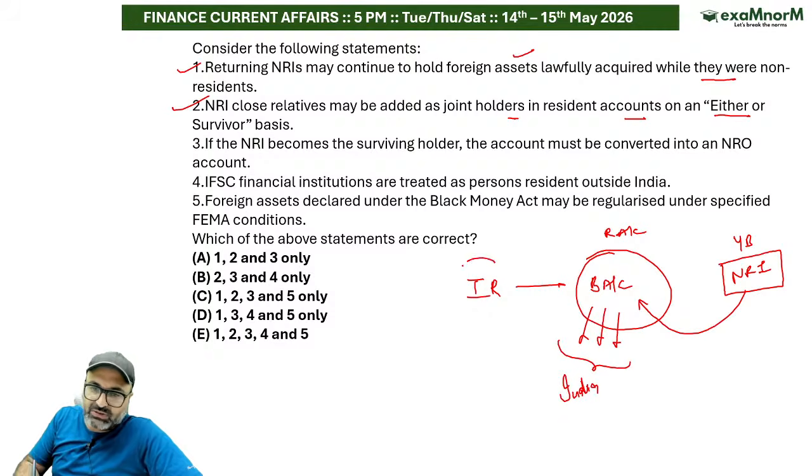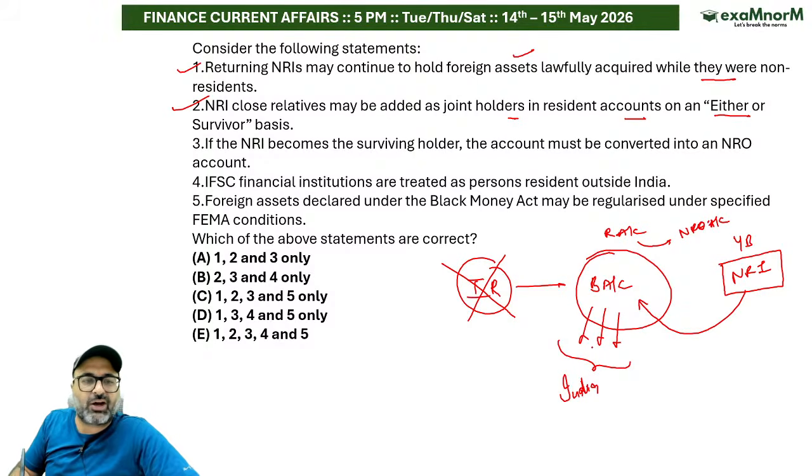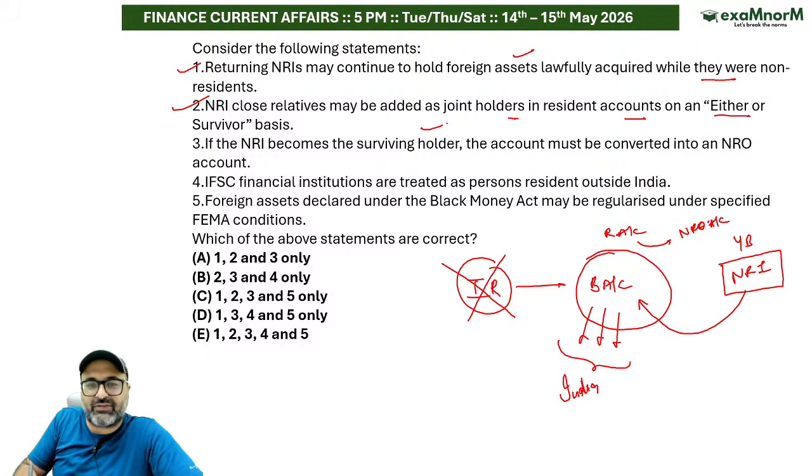If I pass away in the near future, that means I met with an accident and I pass away, then the NRI can hold this account, but this account has to be converted into NRO, that is non-resident ordinary account. So if the NRI becomes the surviving holder, the account must be converted to NRO, that is correct.